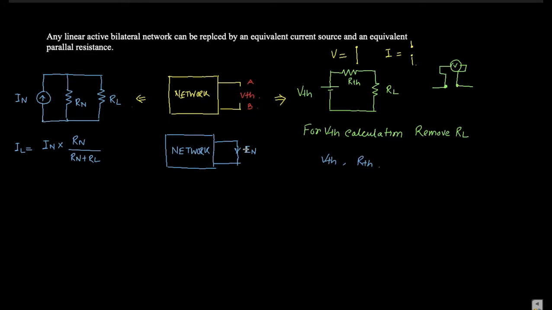How can we calculate the RTH? Remove all the independent sources in the circuit. And how are the independent sources removed? They are removed according to their internal resistance. If there is a voltage source, we know that its resistance is 0, that's why the voltage source can be replaced by a short circuit path.